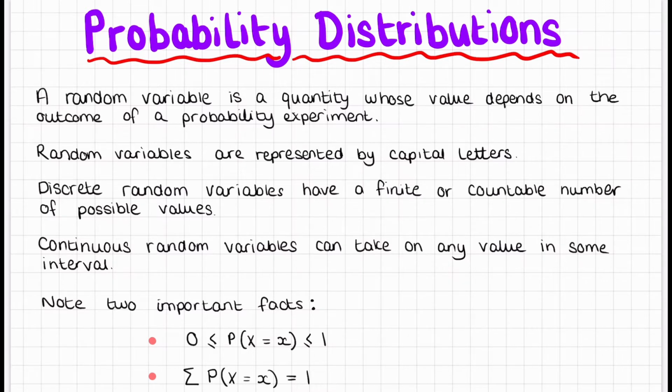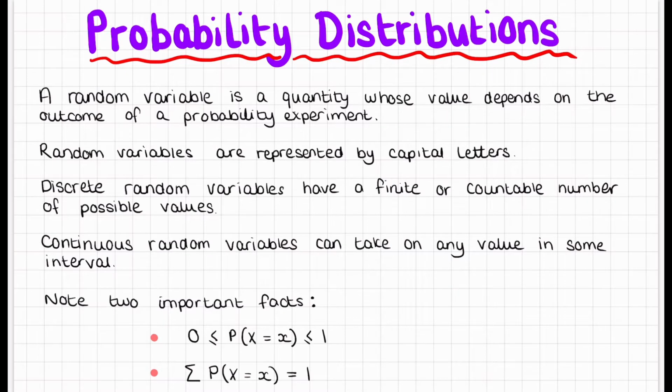Two important facts: probability distributions and probabilities still have to go between 0 and 1, and the sum of all probabilities has to equal 1. So remember, this symbol here means the sum of. Sigma notation, sum of. So the sum of all the probabilities equals 1.